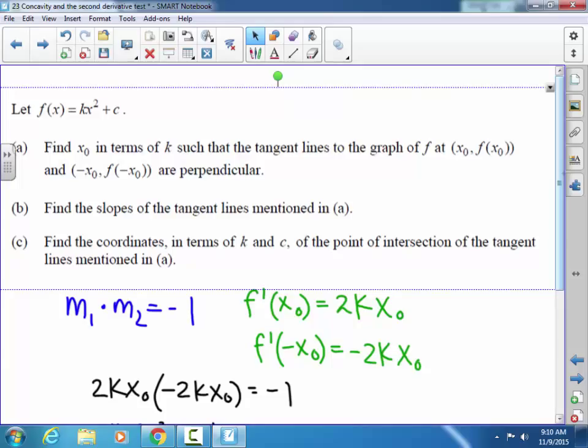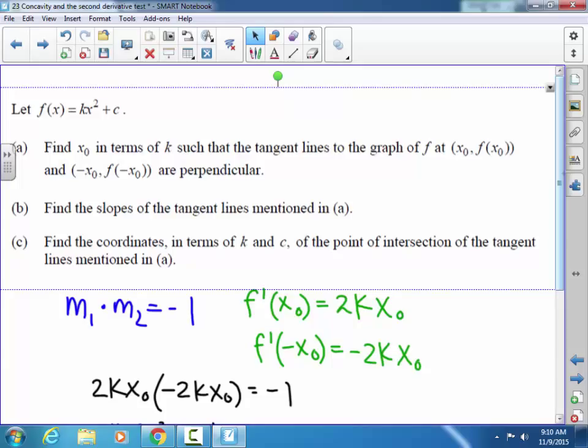So now, B part says find the slopes of the tangent lines mentioned in A. How do you find the slope of the tangent lines? The first derivative. We know what x is in terms of k, so we can substitute that in for x. Very good. If you go down to what she did, you know what x of 0 is. If you put x of 0 into f prime, you'll figure out what the slope is. Does everybody follow me there? All right, so I'll leave that for you to do.